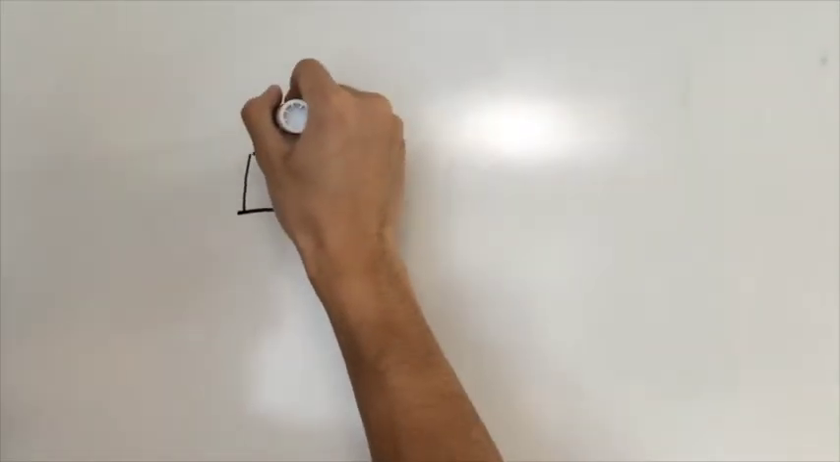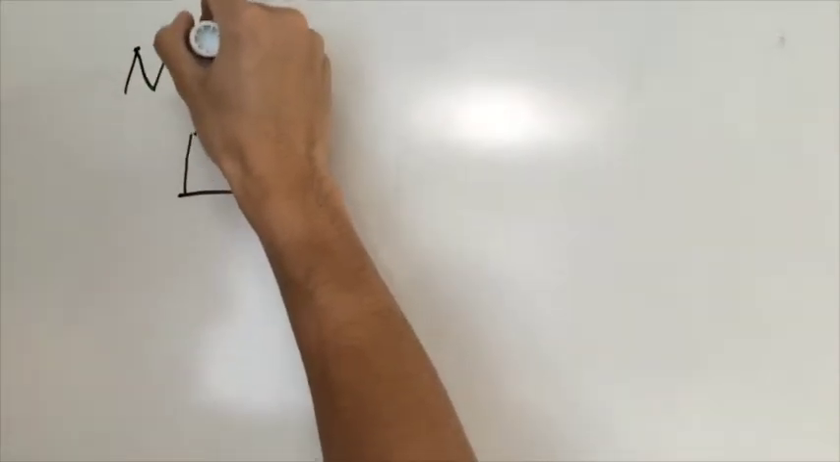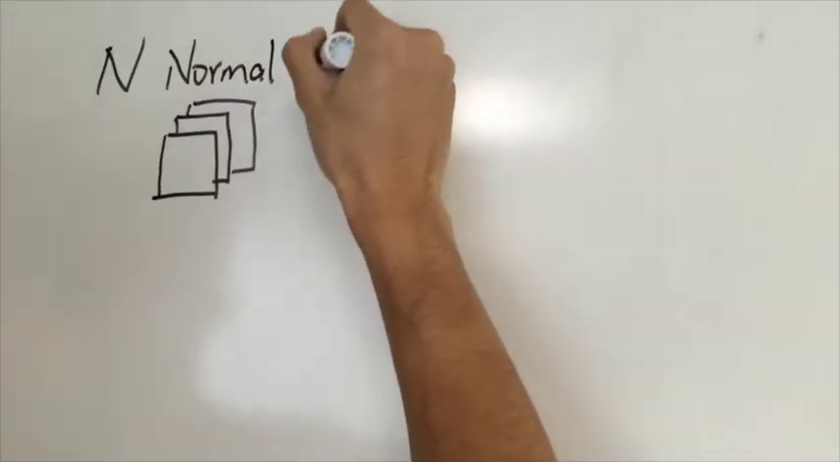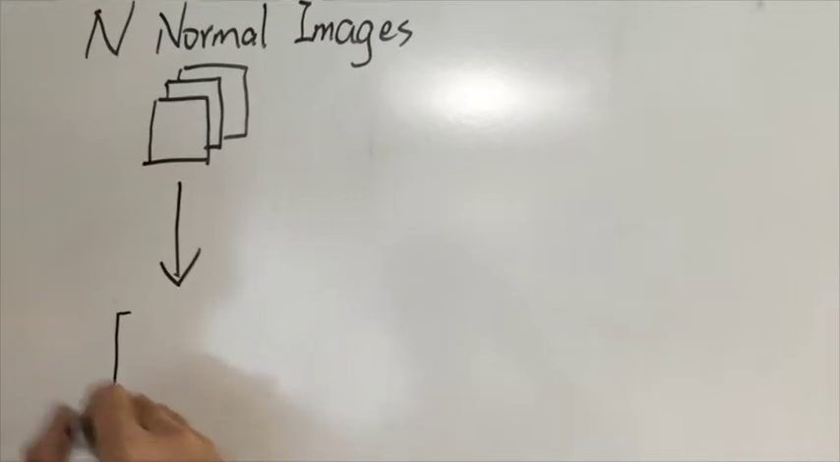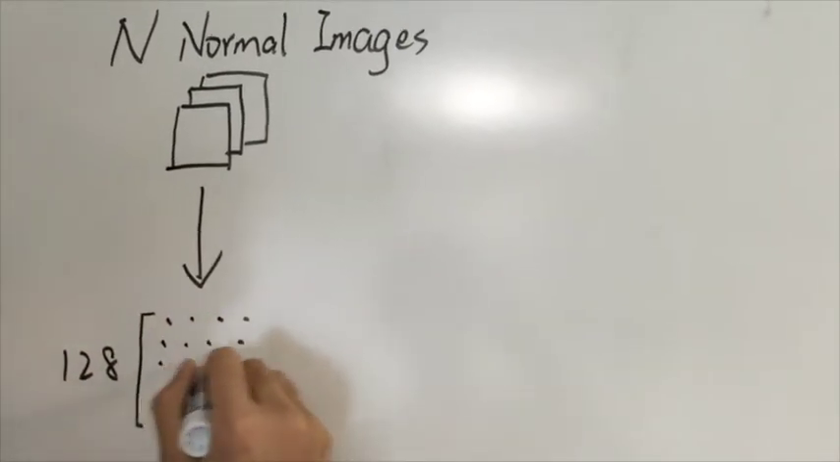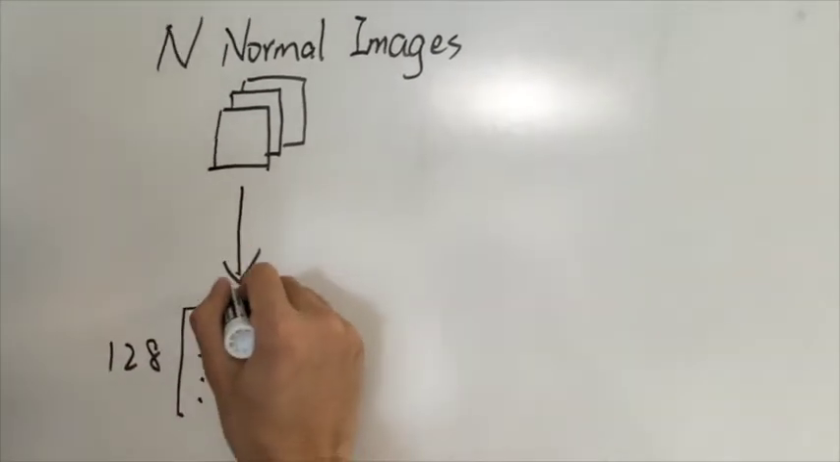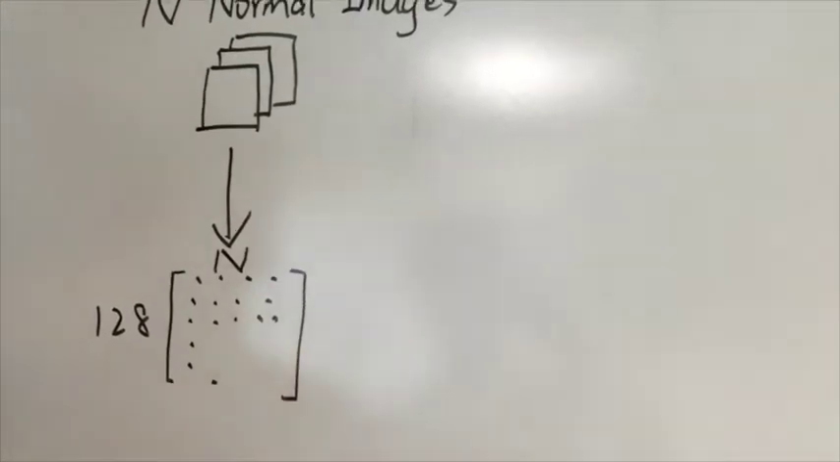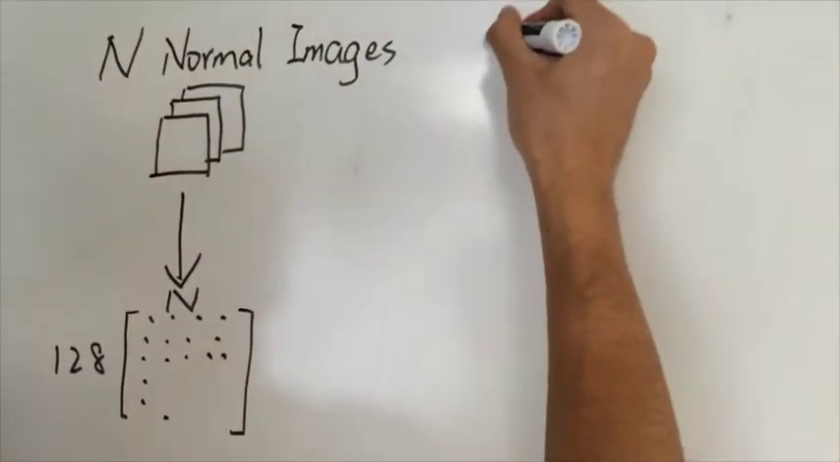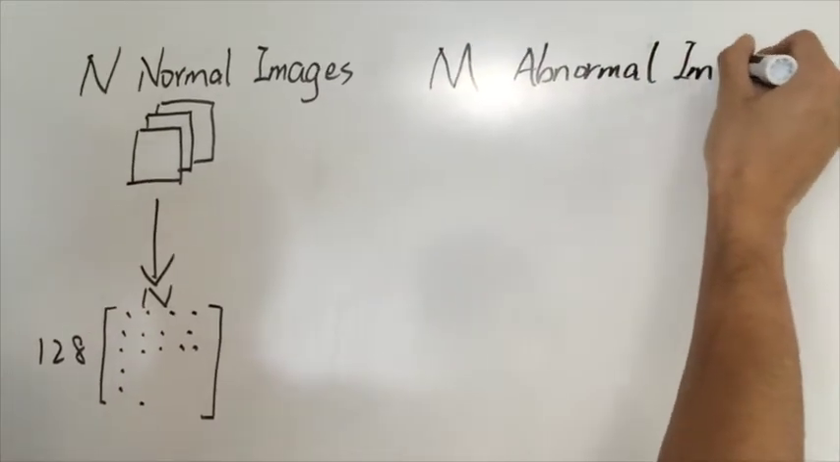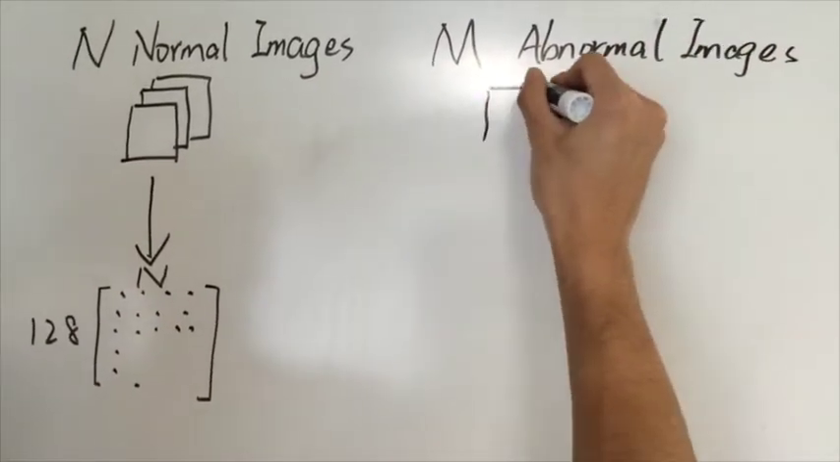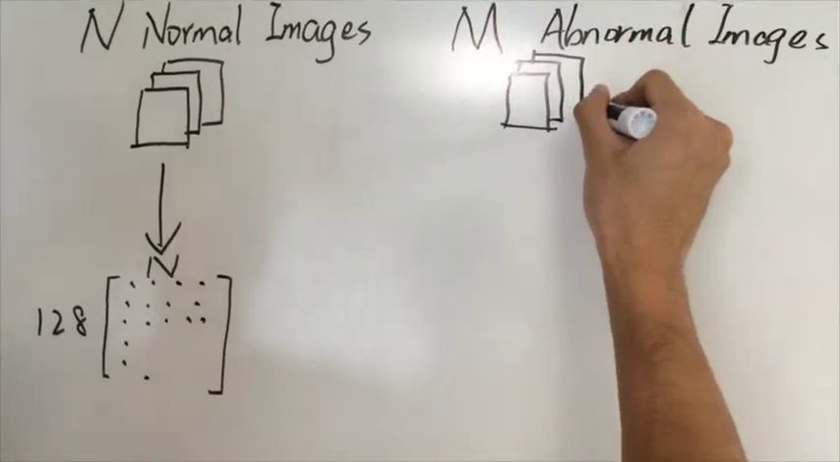Once we know how to describe an individual image as a single vector, we increase the size of our data to include n normal images and m abnormal images. First, we process every normal image using the technique mentioned previously, and then we'll be able to get n vectors of dimension 128 by 1. We can put the vectors together in a matrix form to obtain a 128 by n matrix.